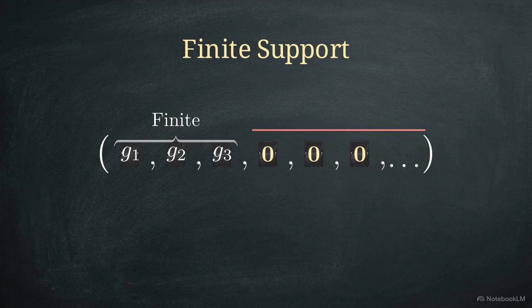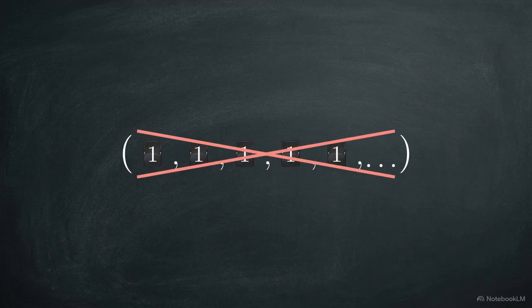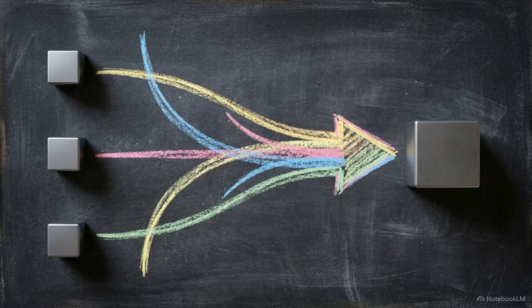Let's test this rule. If we take the direct sum of infinitely many copies of the integers, is the infinite sequence of ones a valid member of that group? The answer is no. Because the ones never stop, the sequence fails the rule of finite support. This single restriction is the exact boundary that separates the direct sum from the direct product when dealing with infinite groups. Now we can map how functions behave in this space.